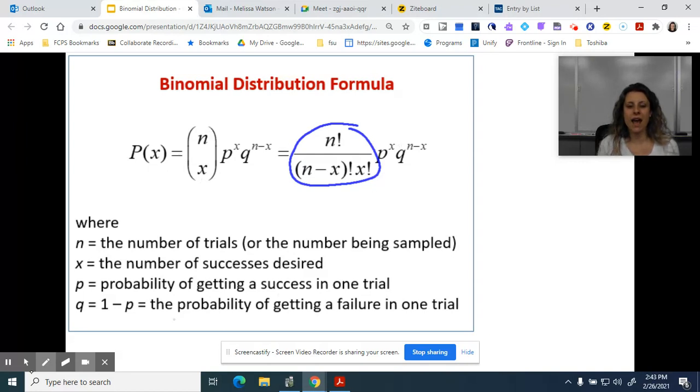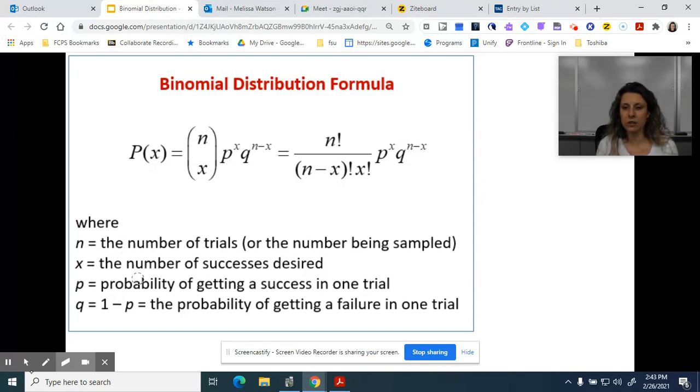We multiply that by the probability of success, p, raised to the x power. That's how many successes we want. And then we multiply that by q, which is the probability of failure, raised to the n minus x power, or in other words, how many failures do we want?